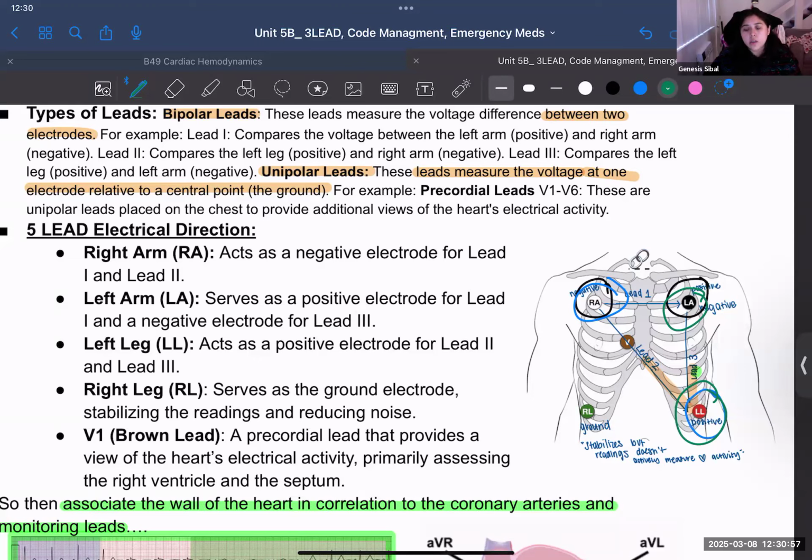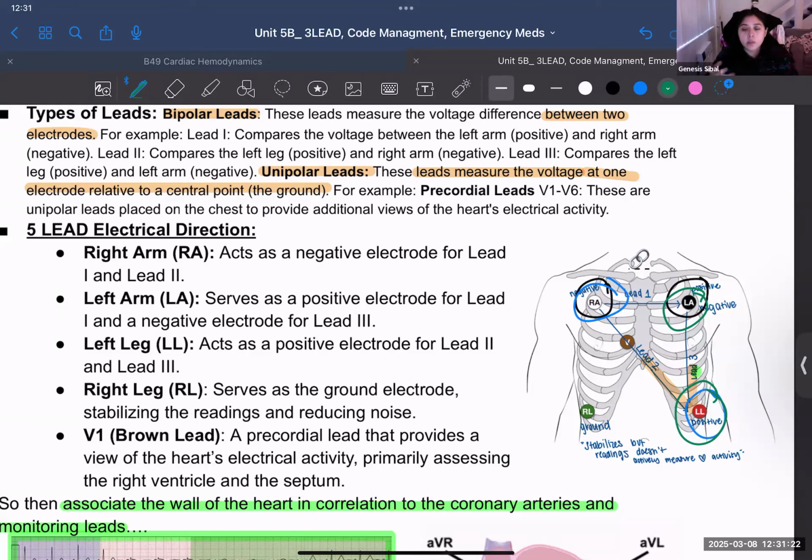And then in terms of just lead two, the left leg is only positive, because the right arm is the one that's only negative. Obviously you have another lead going between those two as well. In terms of unipolar leads, this is talking about one, right? Because with unipolar, there's only one. So these leads measure the voltage at one electrode relative to the center point.